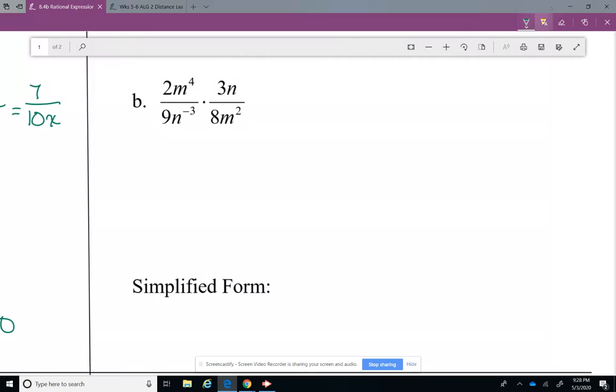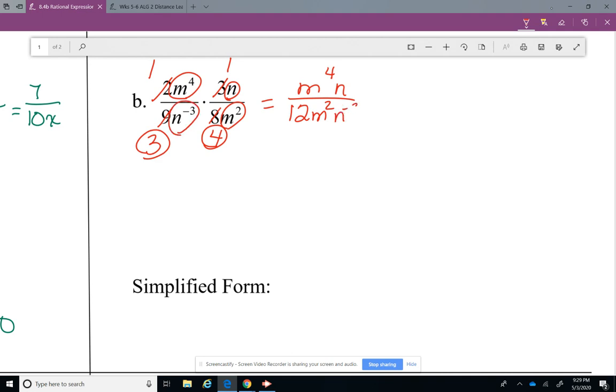All right, so we're going to cancel. 2 goes into 2 once, and 2 goes into 8 4 times. 3 goes into 3 once, and 3 goes into 9 3 times. All right, so now we're going to multiply the top. 1 times 1 is 1. I'm not writing the 1 because I'm going to write m to the 4th, and I'm going to write n. All right, on the bottom, 3 times 4 is 12. I have to write that. I'm going to write m squared, and I'm going to write n to the -3.